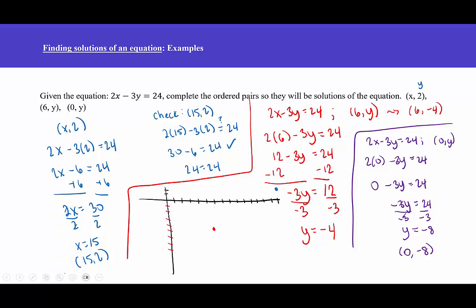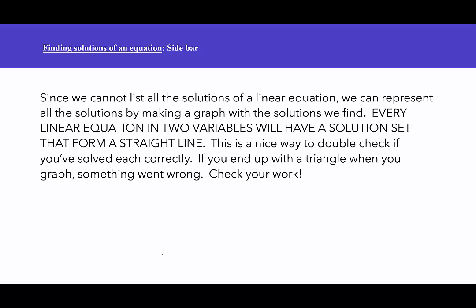And lastly, 0, negative 8. So that would be down here. So my graph might not be perfect, but you can tell if we were to connect these 3 points, it's going to be roughly a straight line. If I used a more perfect grid, it would probably turn out more perfect. That kind of worked. That wasn't so bad. So we can see, okay, I feel pretty good because at least I got a straight line, right?